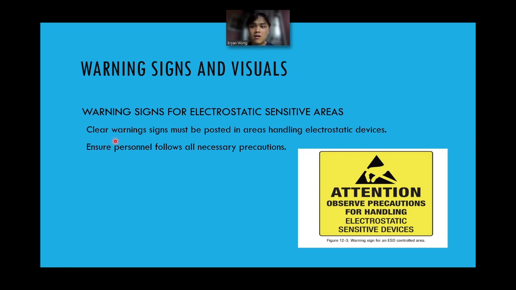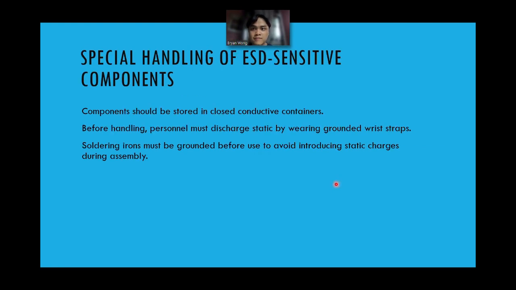Next is warning signs and visuals. Always provide warning signs for electrostatic sensitive areas. Clear warning signs must be posted in areas handling electrostatic devices. Ensure personnel follow all necessary precautions. So this is the importance of warning signs and visuals. Clear warning signs and visuals allow personnel to follow safety precautions.